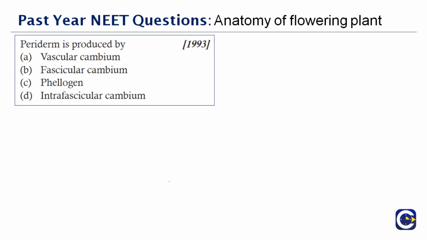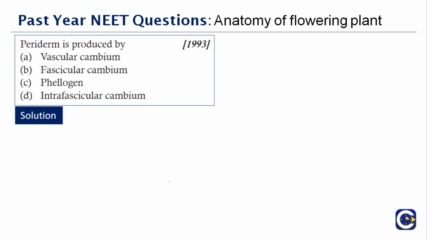Next question here. Periderm is produced by dash. This question was asked in the year 1993. So here you have four options. Remember that secondary growth tissue is the other name for periderm. What is the other name of periderm? Secondary growth tissue, and that is formed by phellogen, which is also called cork cambium. The phellogen forms phellem on the outer face, or the phelloderm on the inner part.